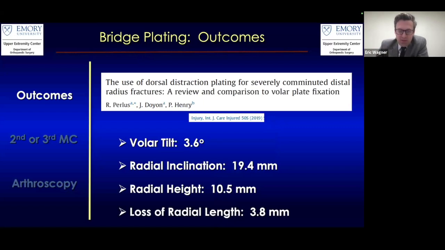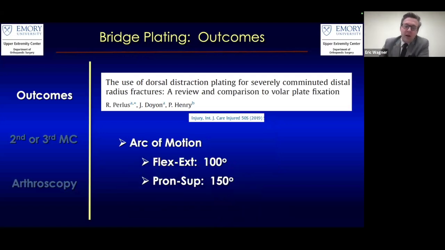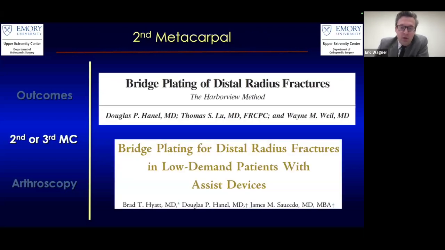As I showed you, what's not acceptable previously, this volar tilt is definitely within the acceptable parameters and gets people back to pretty functional levels. The arc of motion, as you can see, was pretty good: 100 degrees flexion extension, 150 supination. So you can get some decent, especially since these were used in really salvage cases, pretty good overall outcomes.